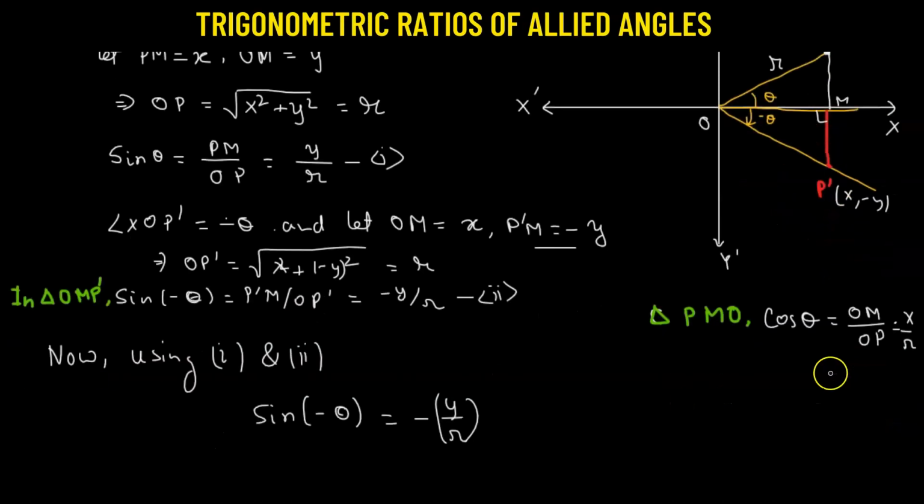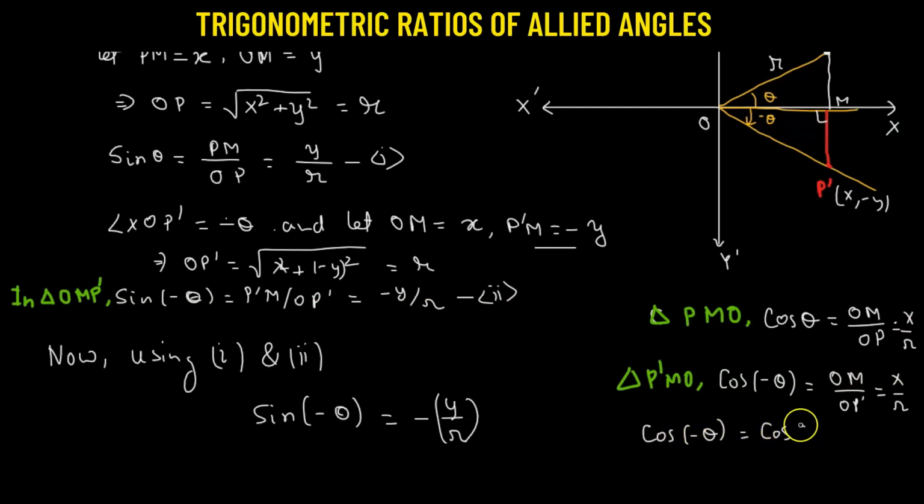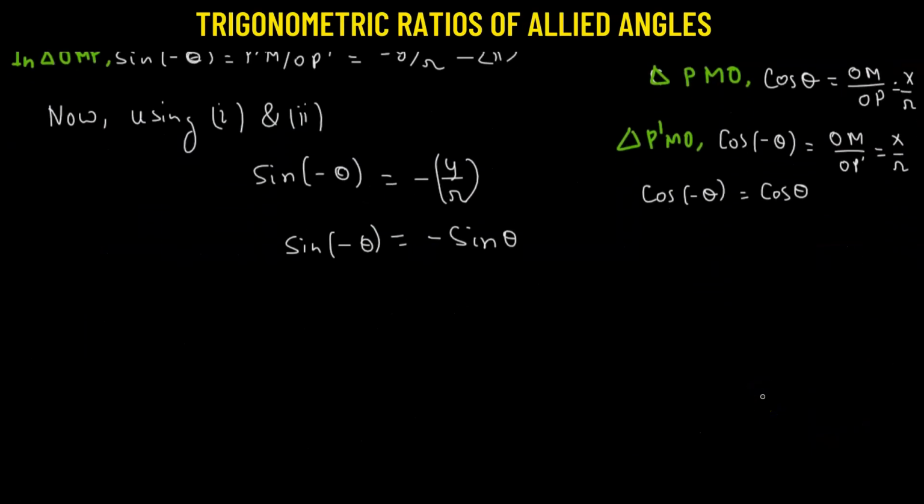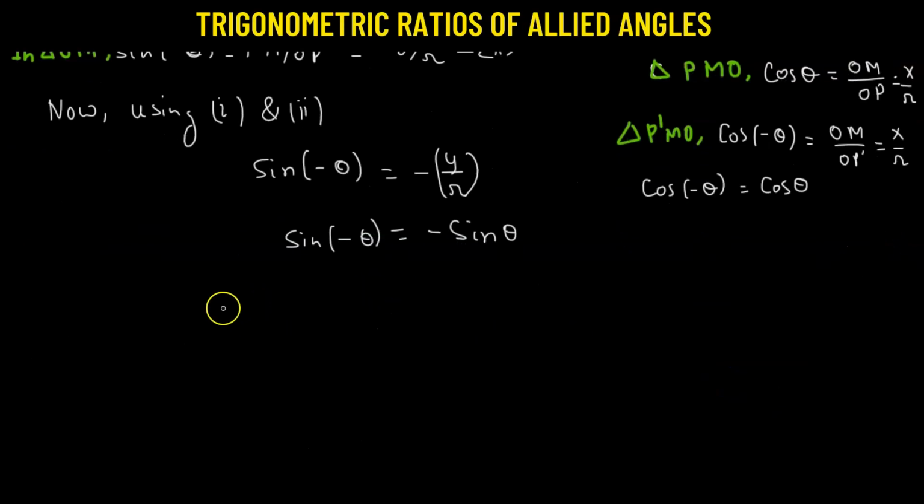Then coming to the lower half of the triangle, that is P prime MO, here we can define cosine of negative theta. Cosine of negative theta equals OM over the hypotenuse OP prime. So that means we have X over R. Now in this case, we can say the cosine theta and cosine of negative theta both have a value of X over R. So we can say that cosine of negative theta equals positive cosine theta.